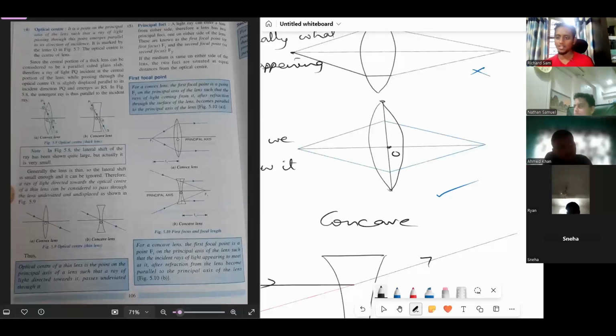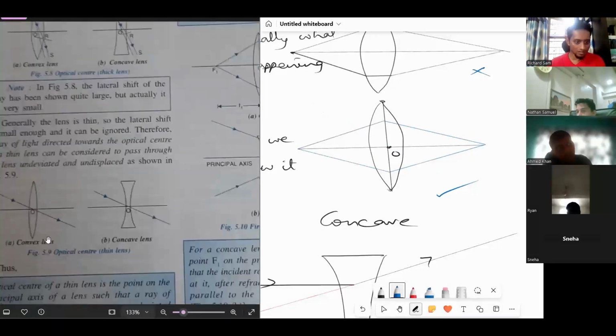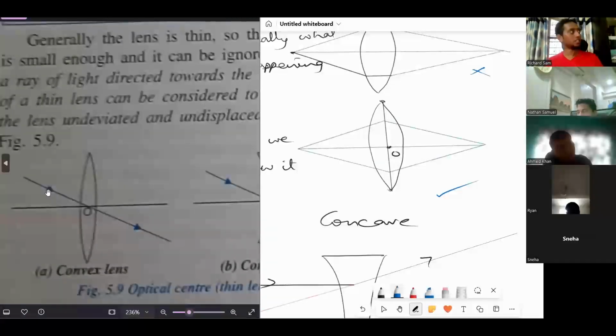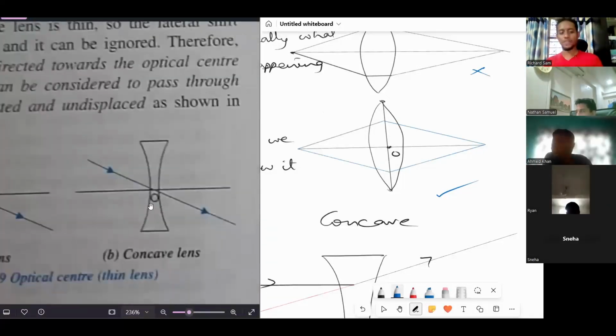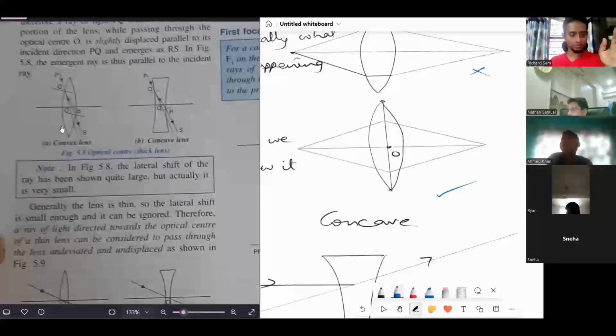Okay, it just has to pass through the optical center. It can go even like this, see, at an angle. If it's passing through the optical center, it will not deviate. Is that clear? So here you can see a diagram. This ray is passing through the optical center, no deviation. Even for a concave lens, it's passing through the optical center, there is no deviation.